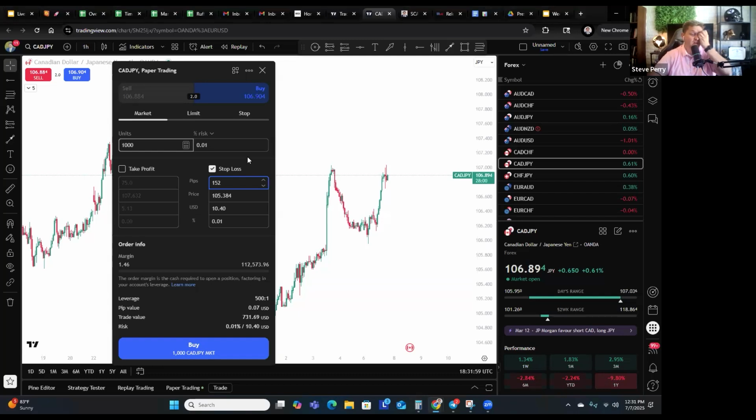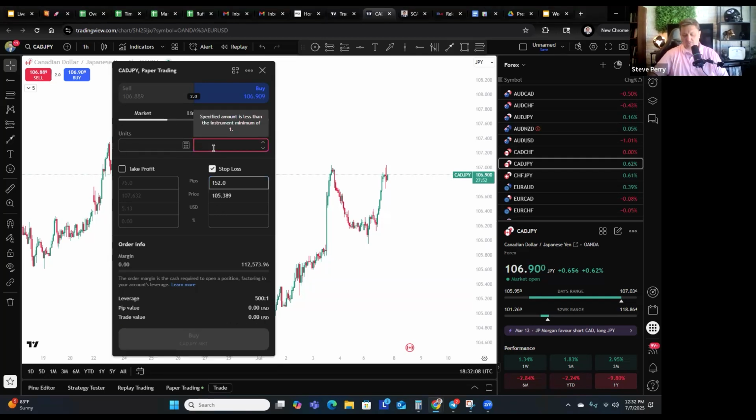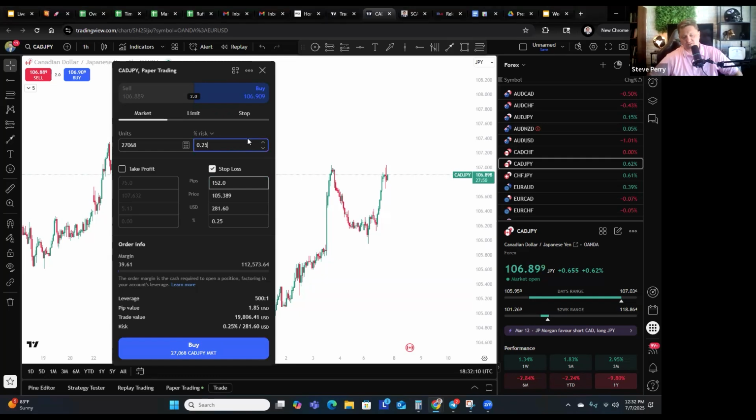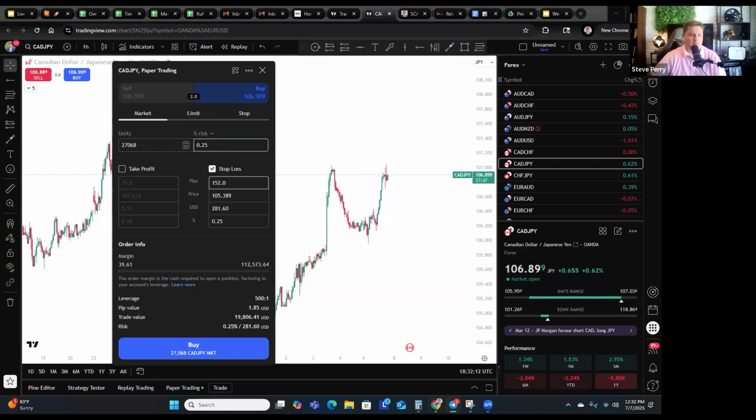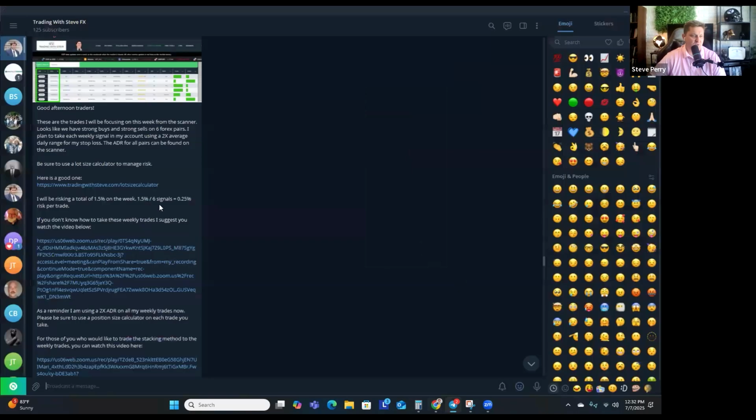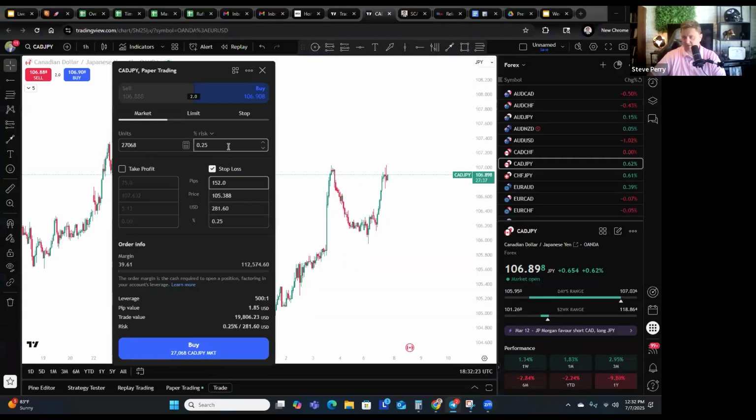Now I'm not quite done yet, because I skipped the lot size calculator. I'm basically going to do that last now. I'm going to change my risk to whatever I'm risking this week, which let's say is 0.25. I'm going to provide this percentage to you right here in the actual Telegram post, so you can just copy whatever I put there and put it in right there.